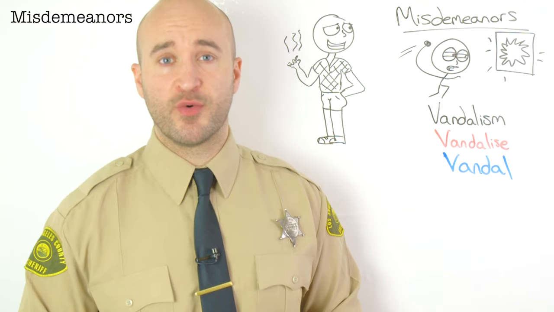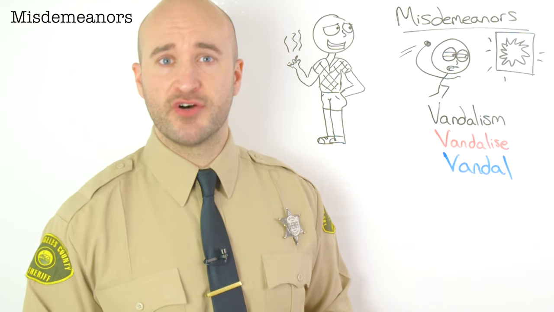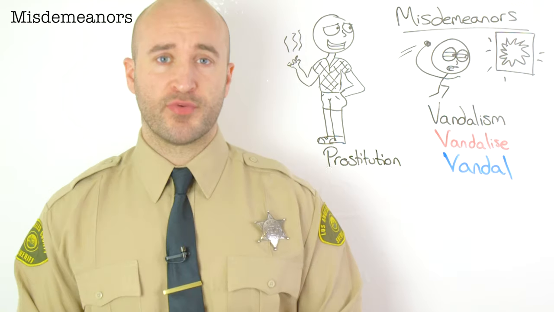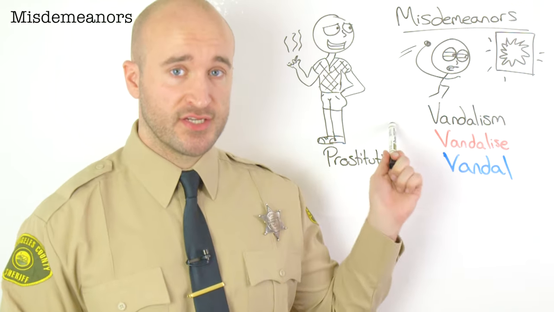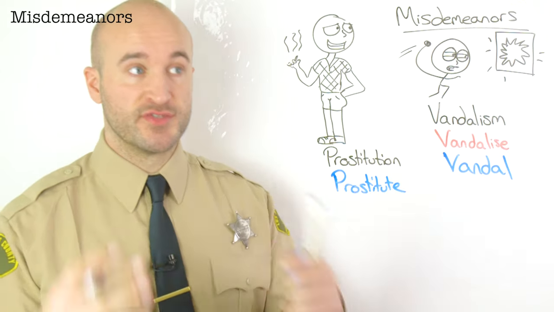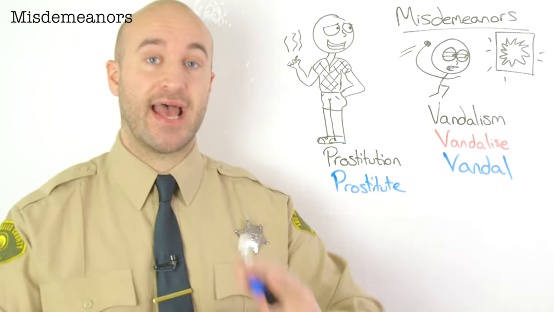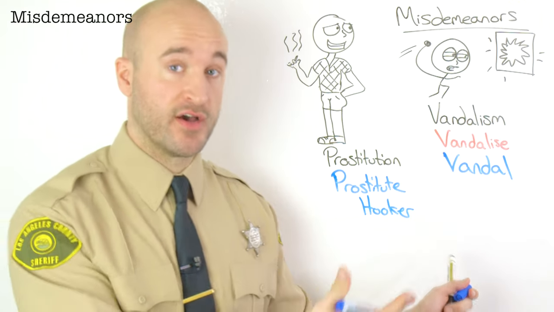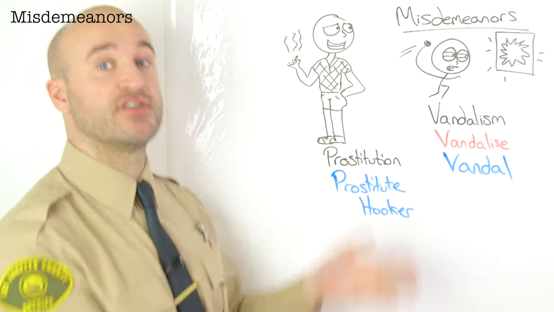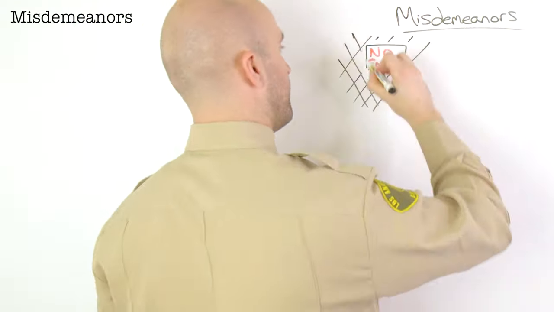Living in London can be quite expensive, so my other job, selling sex. This is called prostitution. The person who does it is a prostitute. You sometimes hear it more informally as a hooker in TV shows and movies most commonly. And again, that's a person who sells sex.